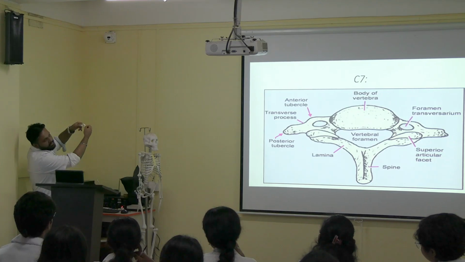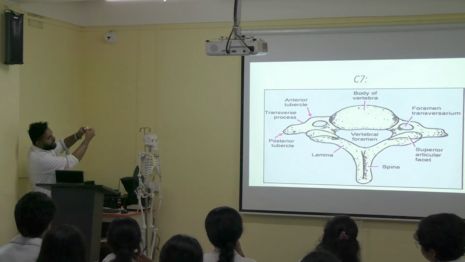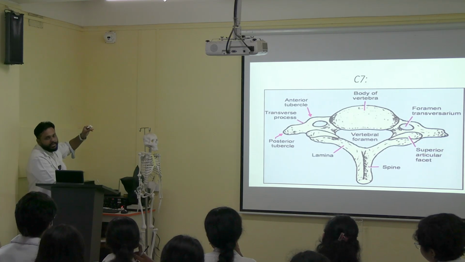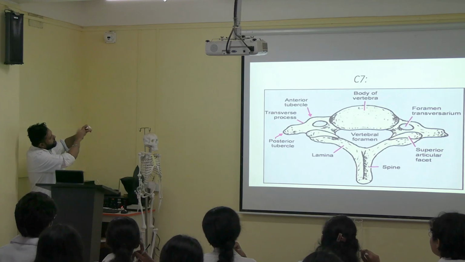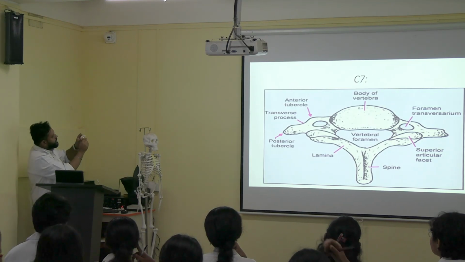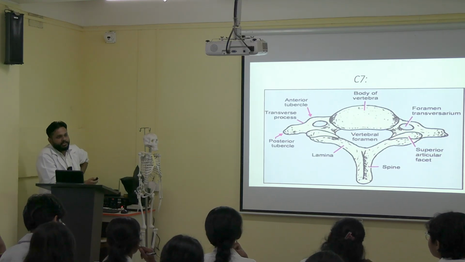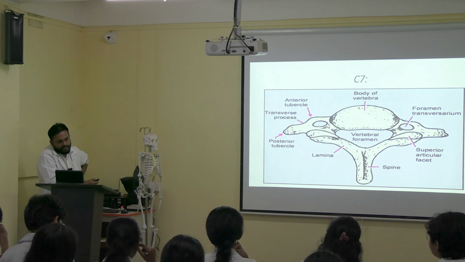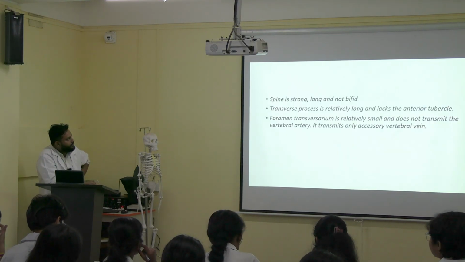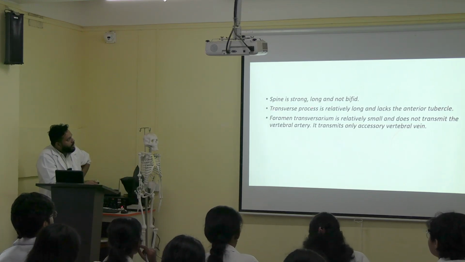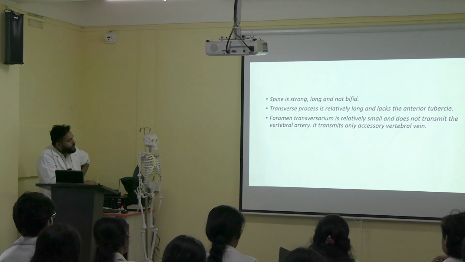This is obviously the transverse process. Anteriorly present is the anterior tubercle, posteriorly the posterior tubercle. This one is the superior articular facet, and this one is the vertebral foramen. And this is a long spine or spinous process. That's why it is also known as vertebra prominens, because of this long prominent spine. The spine is strong, long and non-bifid. Which one was bifid? C2. This one is not bifid.